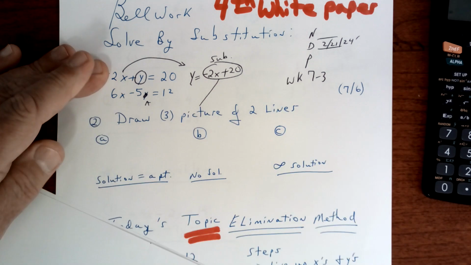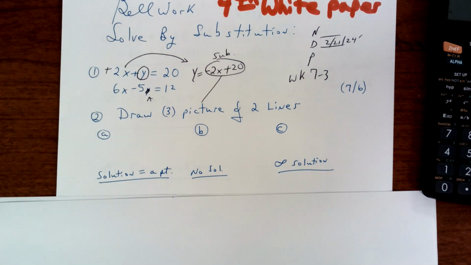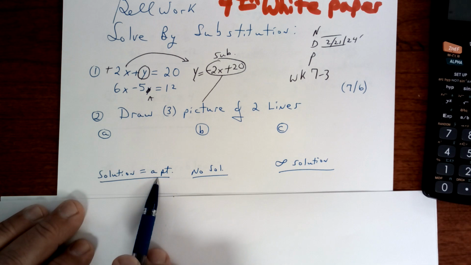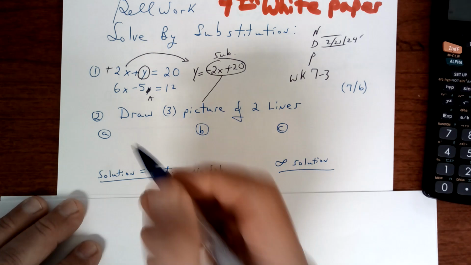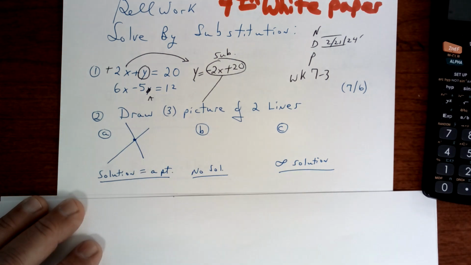This one right here says draw 3 answers here. Well, when you draw 3 answers, you got to figure out what's going on here. So what do I mean by that? Well, you can have it where they're going to intersect at a point. Okay, so if they intersect at a point, it would look like this. And that would be one solution.